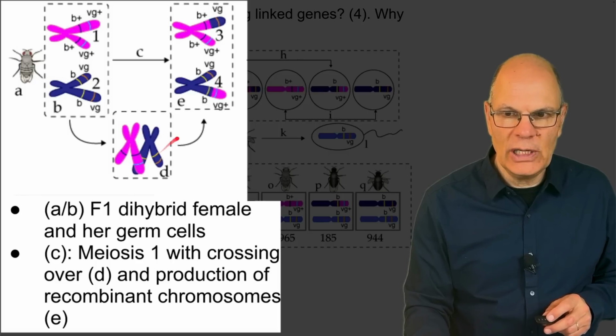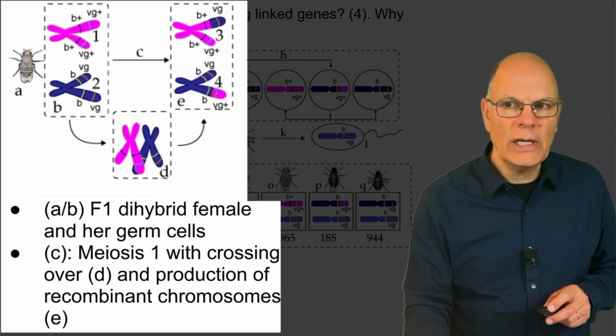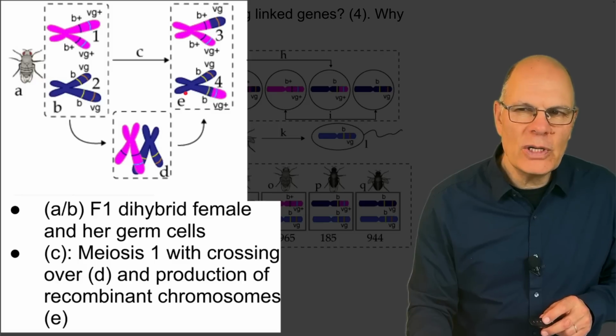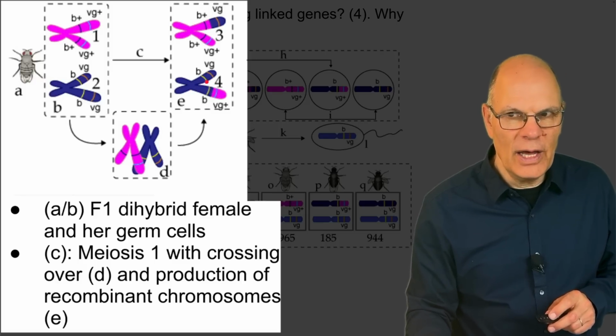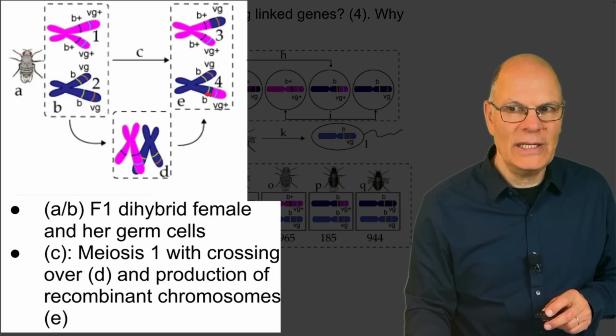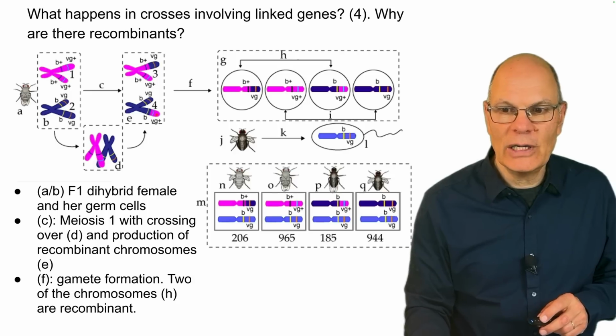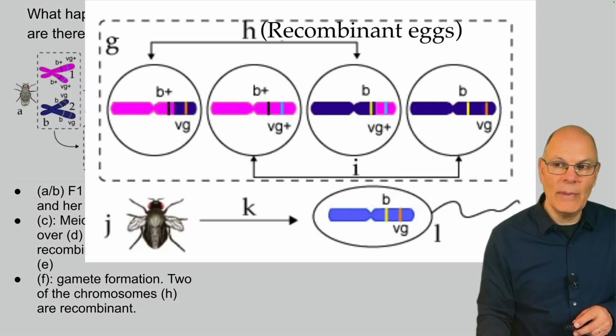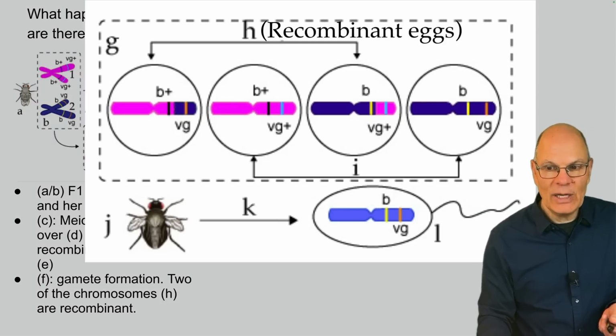They're going to swap genes and produce recombinant chromosomes. But notice that some of the sister chromatids are recombinant and some aren't. So now we're going to complete meiosis. We're going to go through gamete formation.